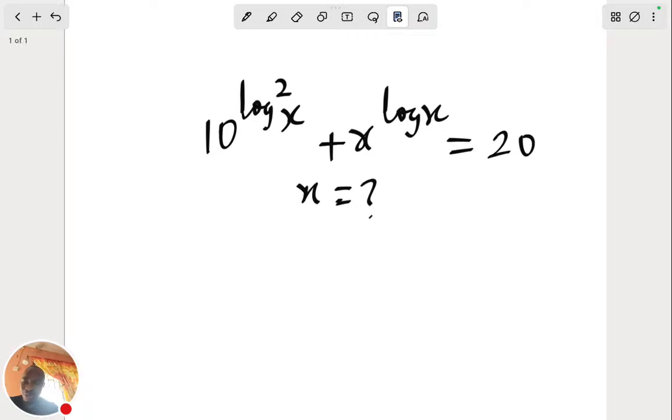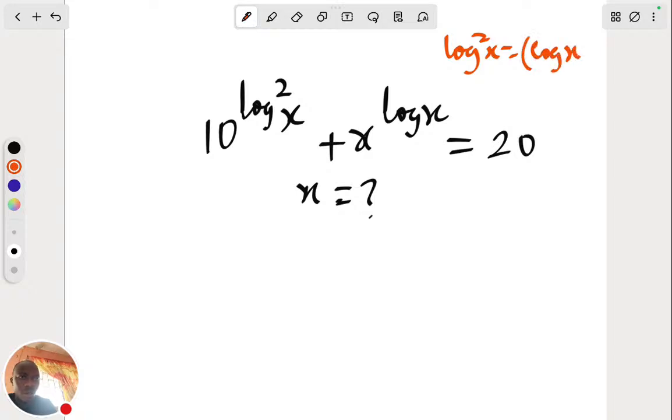Let me show you this problem on the board. This is a challenging logarithmic equation. So how are we going to solve this problem here? First of all, if you have something like log squared x, I want you to recall that it is the same thing as having log x, then all to the power of 2. So that's the same thing.